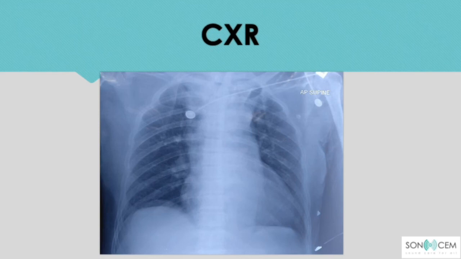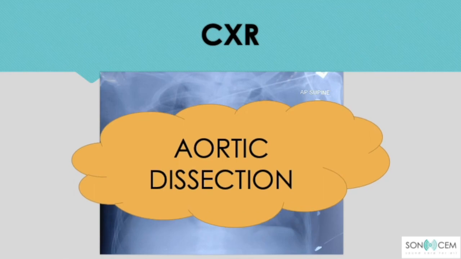This is the chest X-ray. It's a widened mediastinum. So, what's the diagnosis? Probable diagnosis here. Sudden onset of SOB, dizziness. And the BP was actually taken on the left side. The right side is lower, 80/40. And he has a radiofemoral delay. So the probable diagnosis will be aortic dissection.